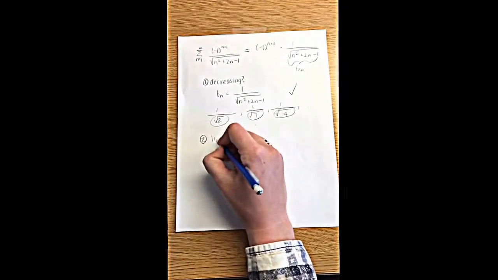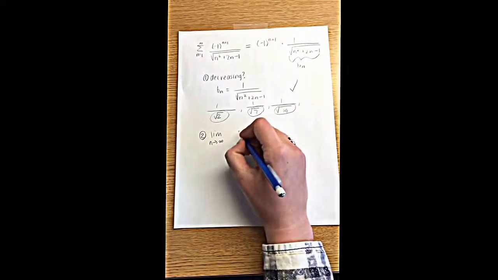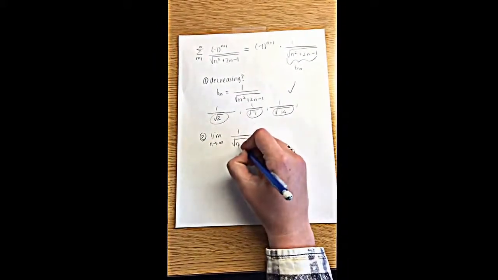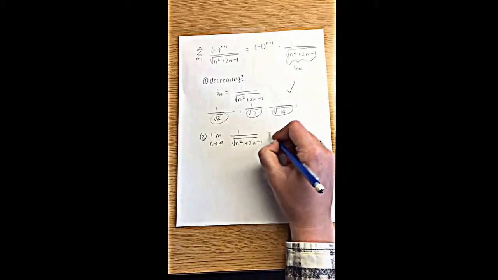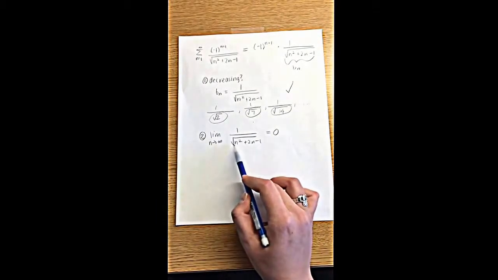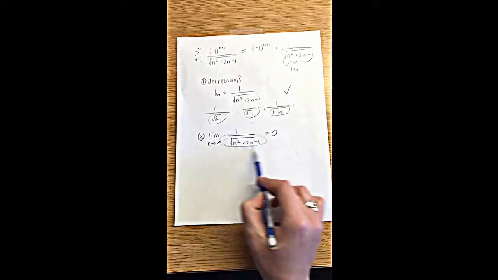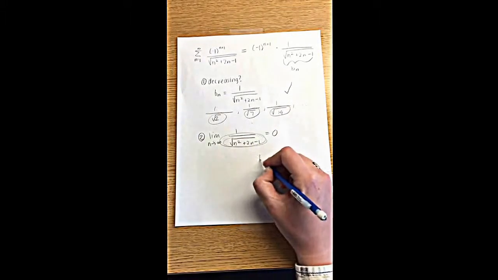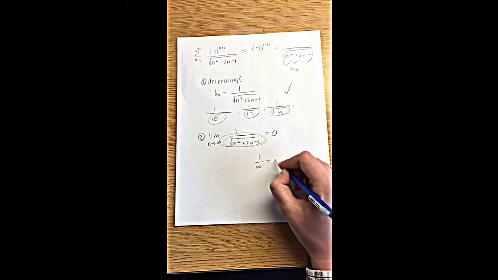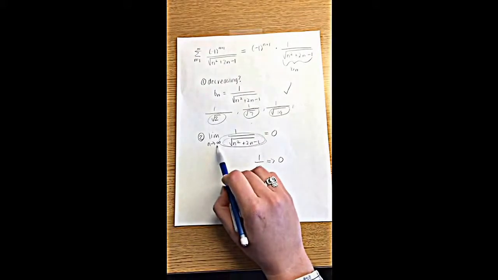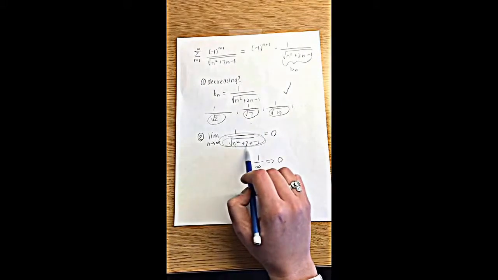Now, to determine if the limit as n approaches infinity of 1 over the square root of n squared plus 2n minus 1 equals 0. Well, we can tell that if we plug in infinity to the n's, we will get a very large number in the denominator. And as we said before, 1 over infinity gets very close to 0. Therefore, we can say that the limit as n approaches infinity of 1 over the square root of n squared plus 2n minus 1 does equal 0, and the second condition is satisfied.